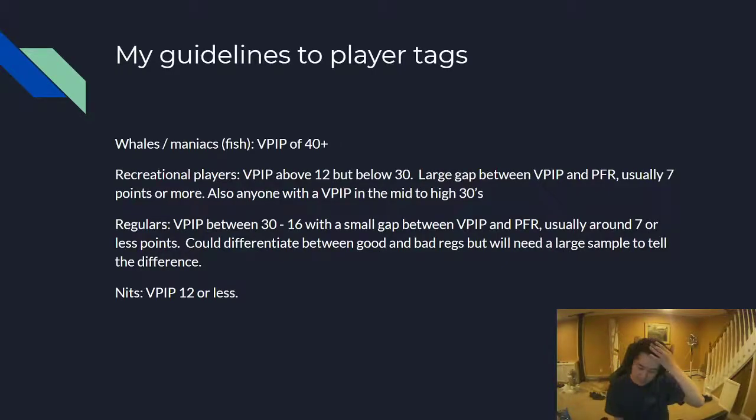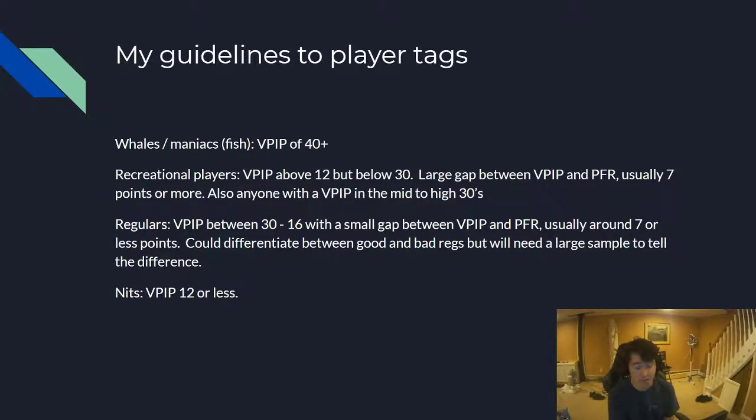So these are all the kinds of tags that I like to create for players. And just to quickly go over the sample size I like to have before I tag a player: for whales and maniacs, you pretty much only need 20 to 25 hands to be pretty sure that this player is a huge fish. Recreational player is the same kind of thing, about 25 to 50 hands. You can tell this guy is probably going to be a recreational player. Regulars, you need about 100 hands usually to figure out where they're at and what they're doing.